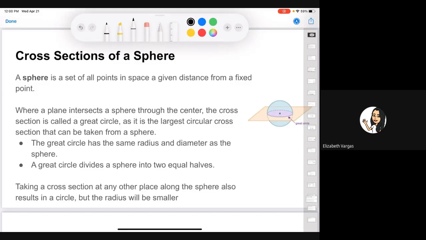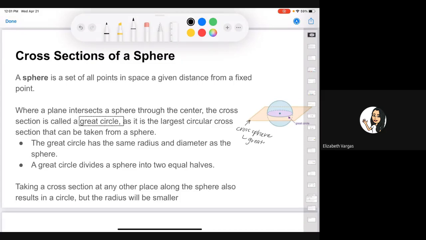Whenever a plane intersects a sphere, so whenever we have a cross section, the cross section is called the great circle, as it is the greatest circular cross section that can be taken from the sphere. The great circle has the same radius and diameter as the sphere. A great circle divides a sphere into two equal halves. Taking a cross section at any other place along the sphere also results in a circle, but the radius will be smaller. So if we have a cross section that is directly in the middle of a sphere, it will create what is known as the great circle.